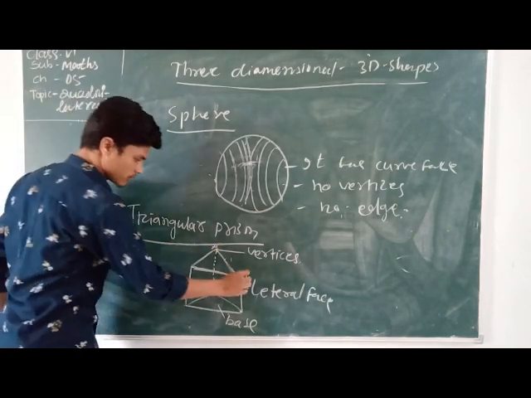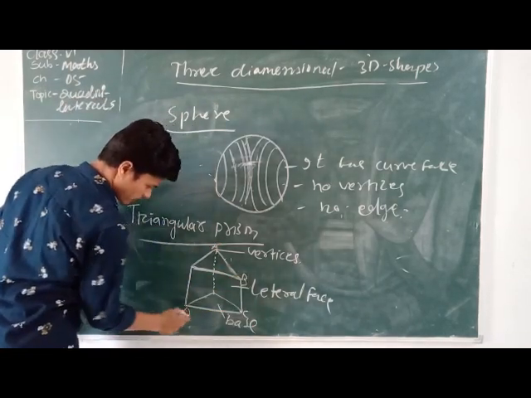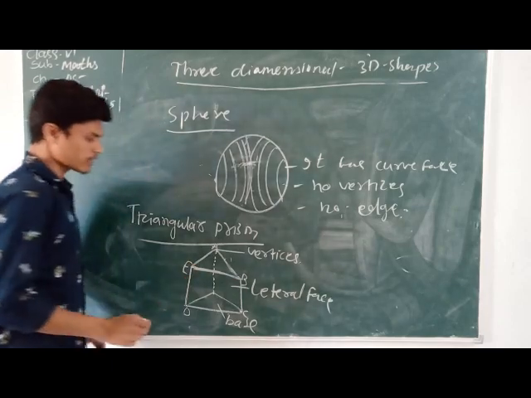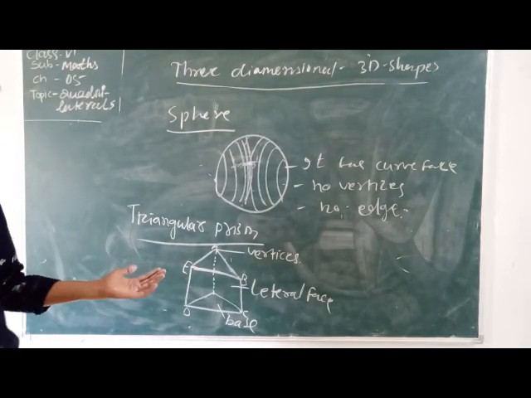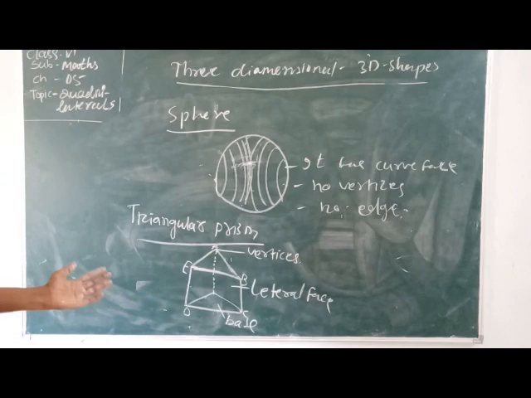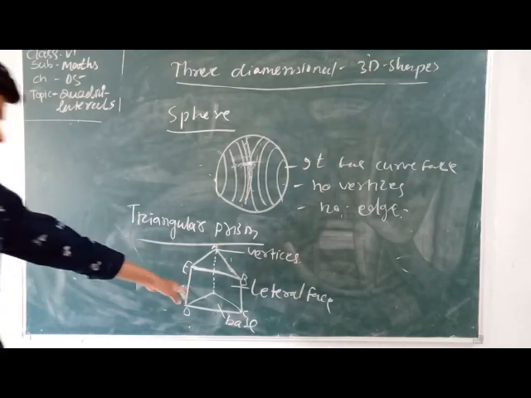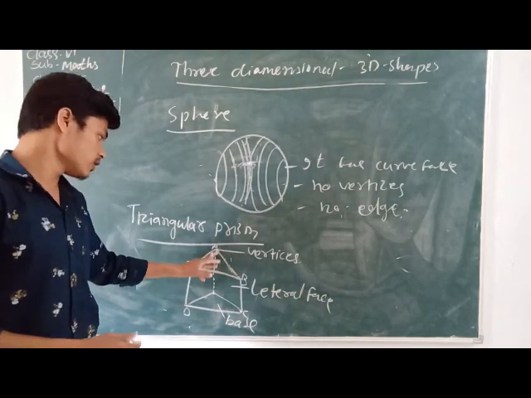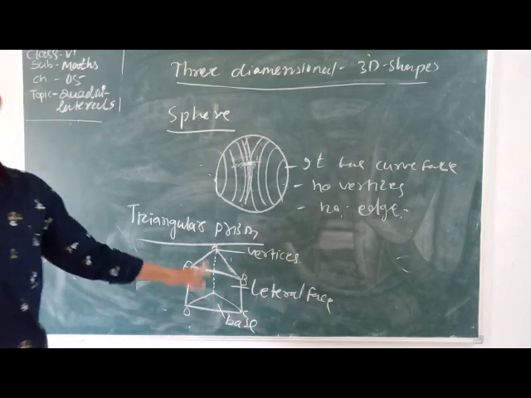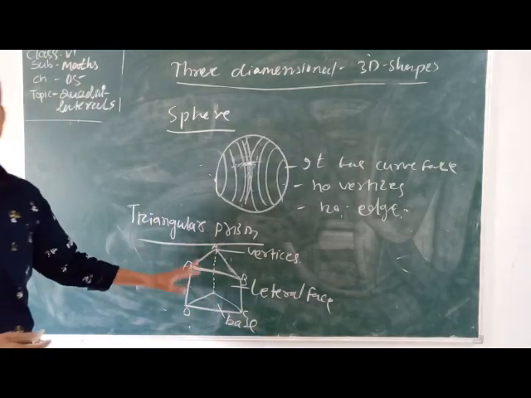We can name them A, B, C, D, E, and easily find their edges, vertices, and faces. This face is a lateral face, this is the base, and this is the height of the triangular prism. Clear about this? Now we discuss the pyramids.